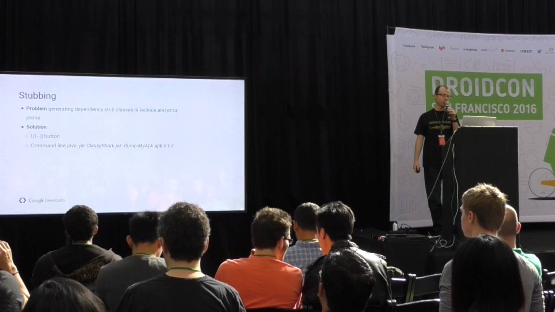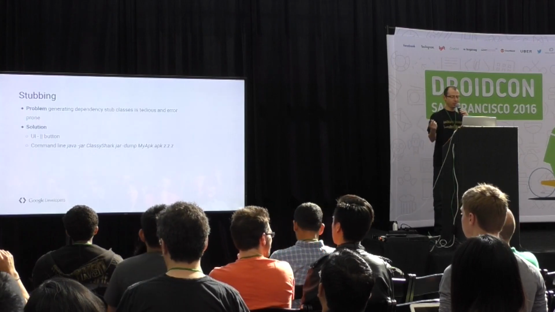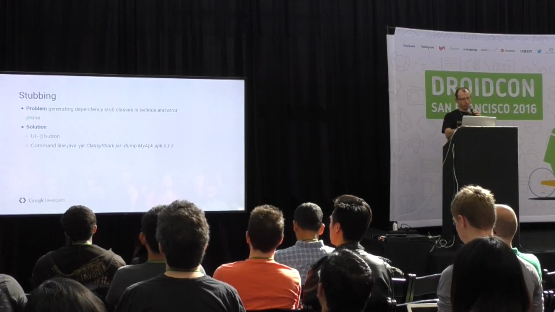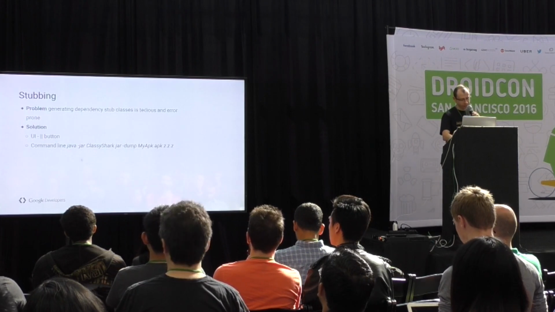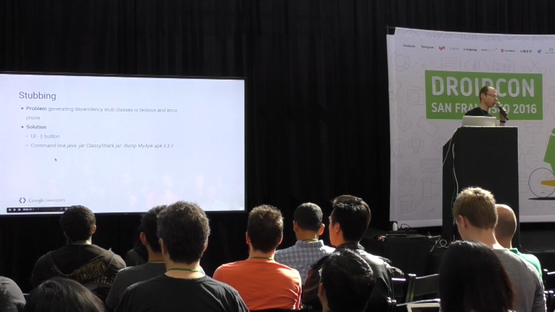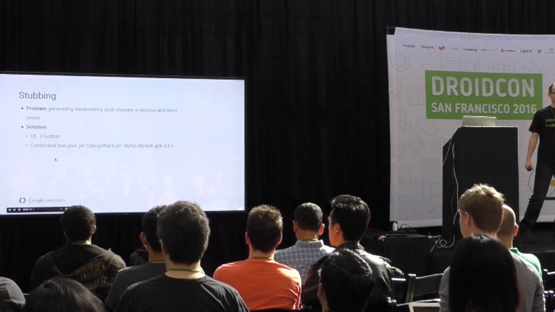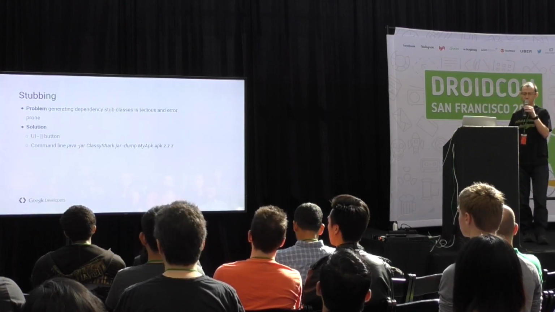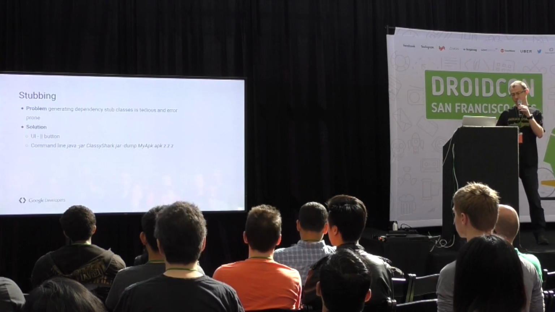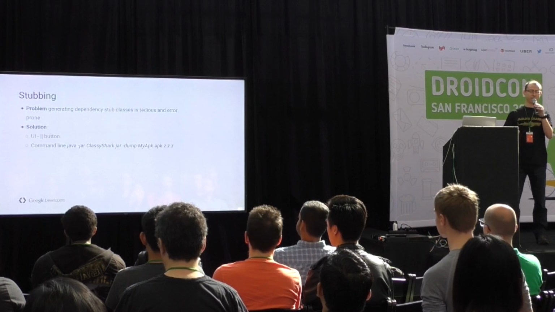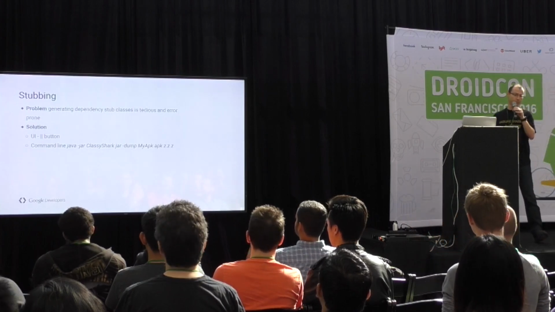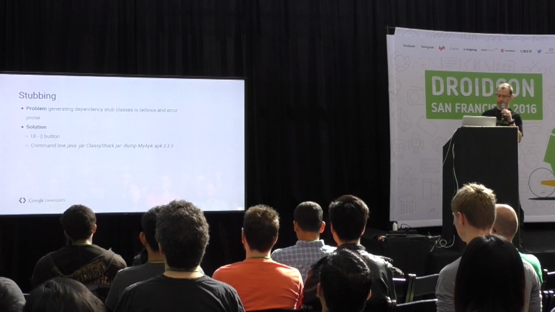So the problem is generating dependency stub classes. It's tedious and error-prone. Use this lovely button. And also, I'm going to touch on it at the end of the presentation. ClassyShark has a rich command line interface. So you can do the same stuff, not only from the UI, but also from the command line.